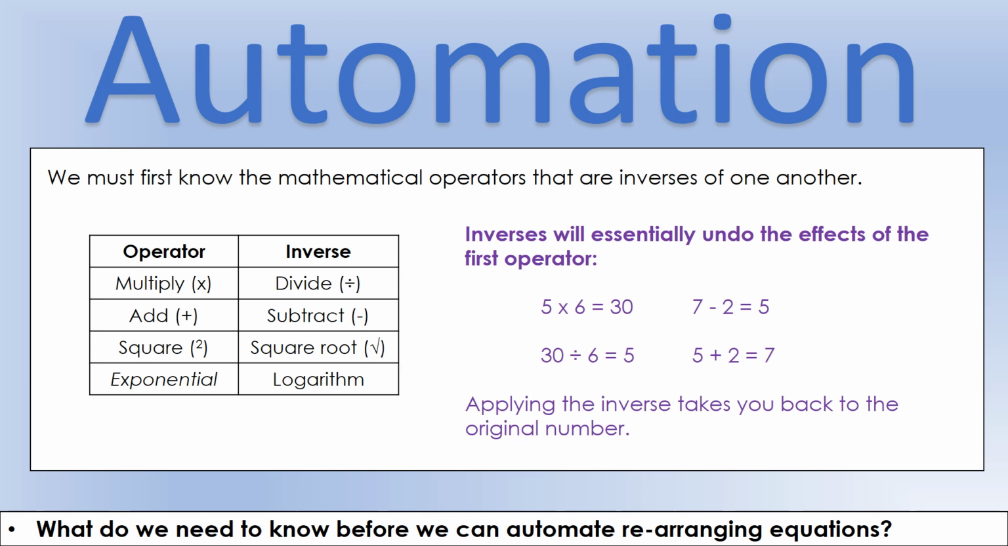So what this table is saying is the opposite of multiplying is dividing, and we can also use the same logic in reverse. So the opposite of dividing is multiplying. The inverse, or the opposite, of adding is subtracting, and that works the other way around as well. And the opposite of squaring is square rooting, and that works the other way around. I could have continued and done the opposite of cubing is cube rooting, etc. But hopefully that all makes sense.